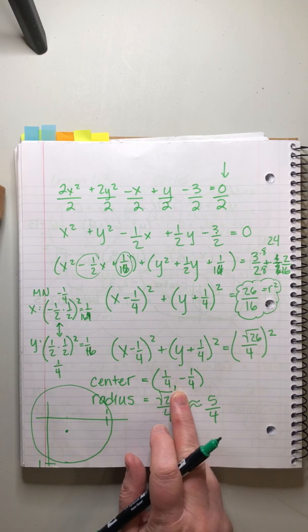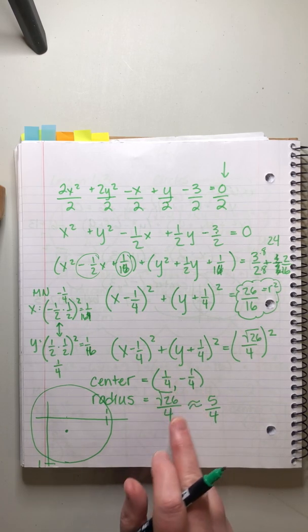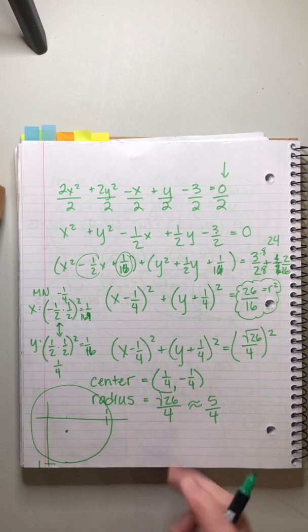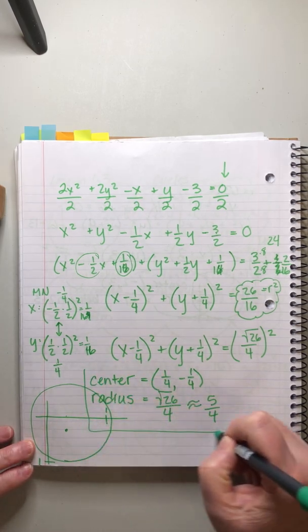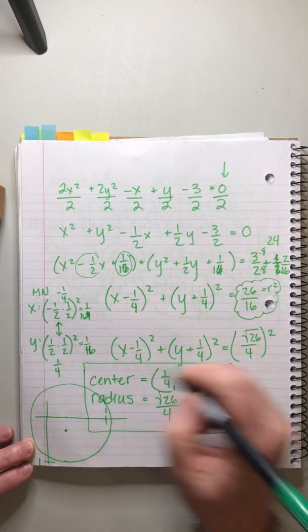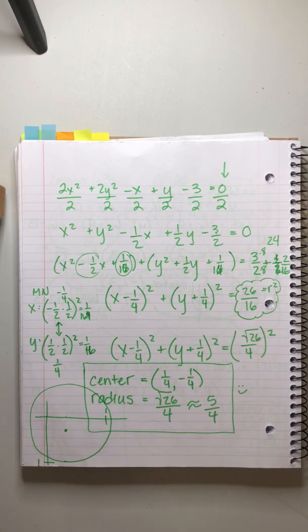Let me just double check these. 1/4, negative 1/4, square root of 26 over 4. Okay, this is what he wanted for the answer. And we got it right.